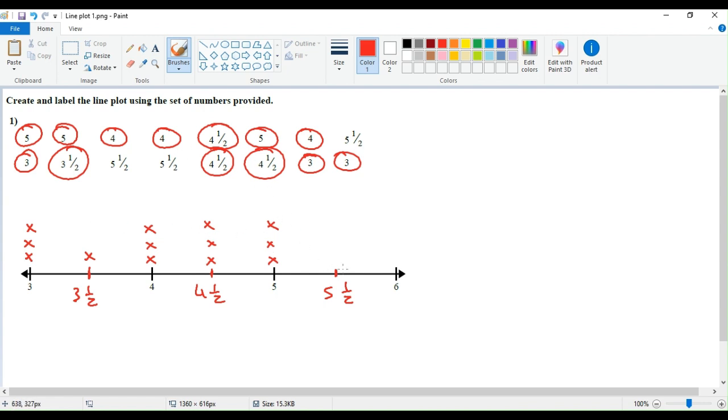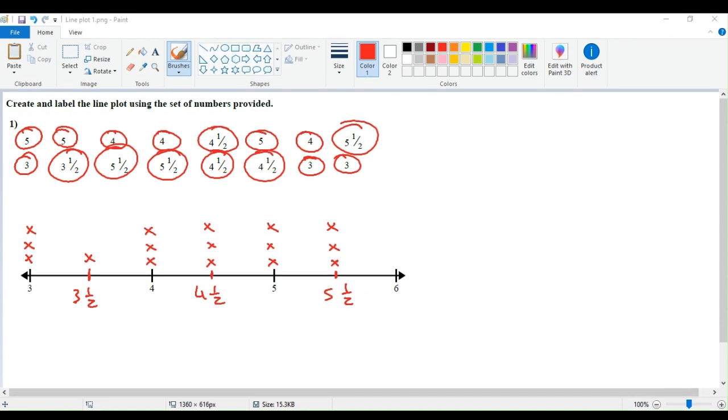And then our last one, 5.5, we have 1, 2, 3. So again, put in your 3 x's. Now we have the number 6 here, but as we can check, there's no number 6 in the data, so we just leave that blank. If the number doesn't appear in your data set above, then you don't include it. You just ignore it.